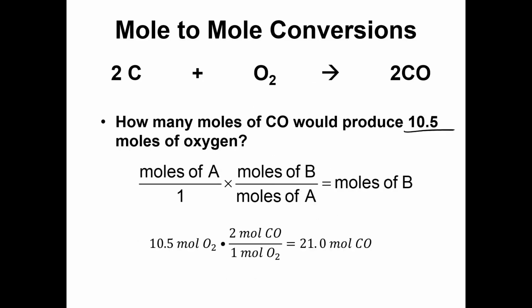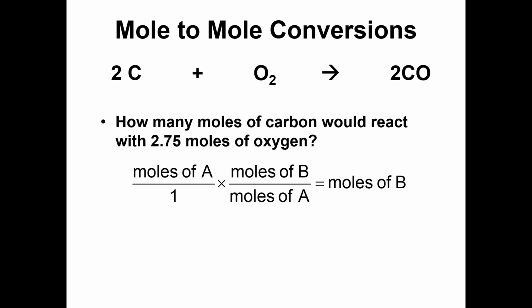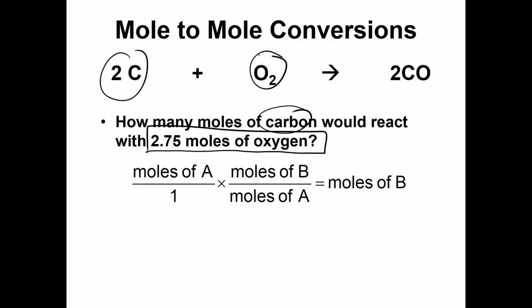Pretty simple, right? This is just a little nicer and neater, all solved for you here. Let's do one more based on the same equation with a different question. 2.75 moles of oxygen would produce how many moles of carbon? So the conversion factor is going to be oxygen and carbon, right? So carbon is 2, oxygen is 1. 1 mole of O2 equals 2 moles of C.